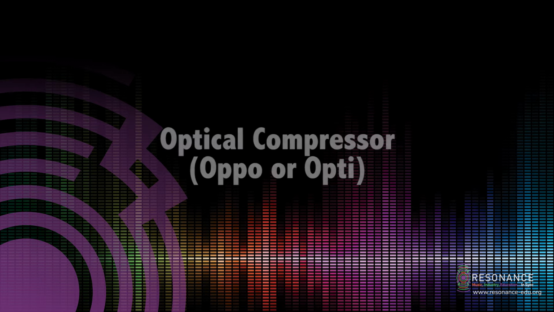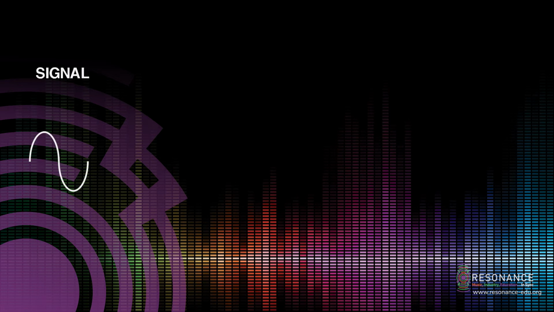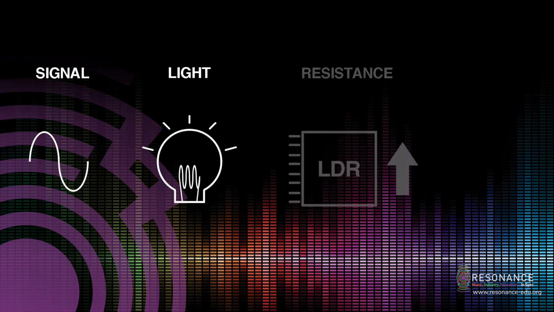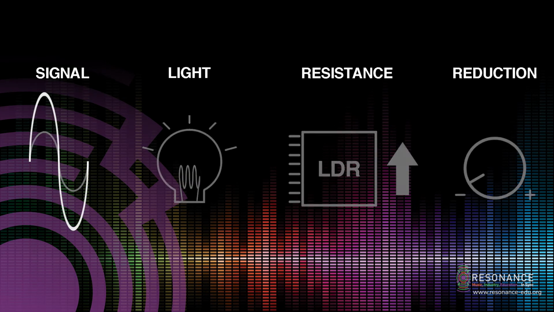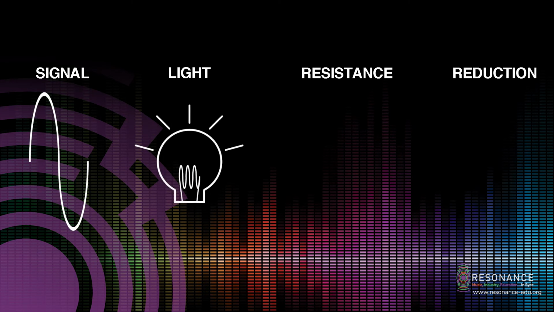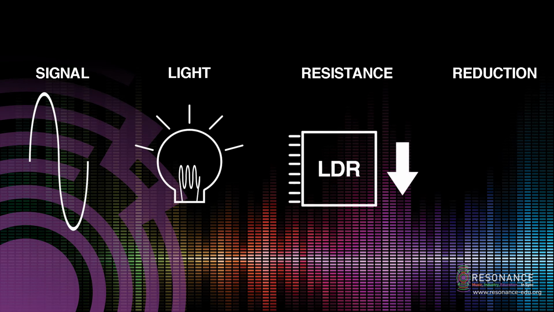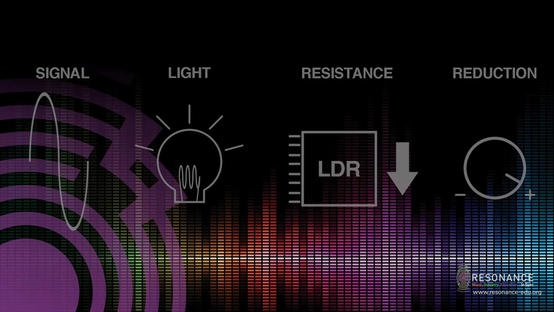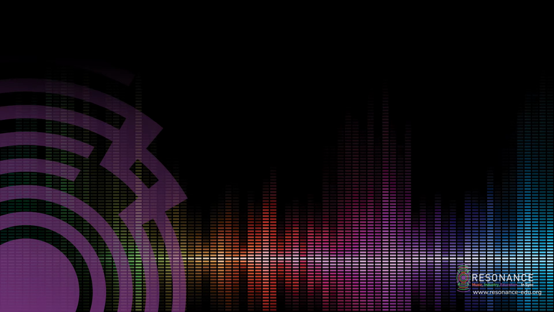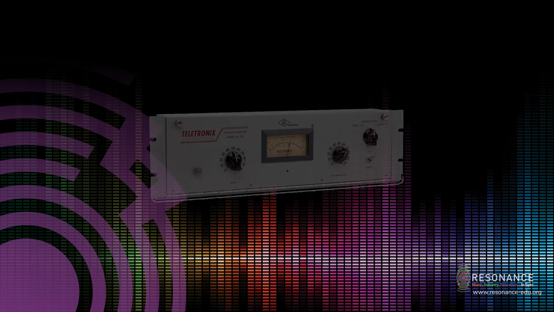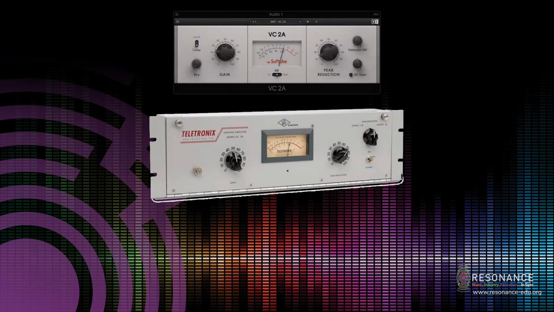The next circuit type is the optical compressor, sometimes referred to as opto for short. Optical compressors use a light-dependent resistor, or LDR, to apply resistance to the signal. The amount of resistance is determined by the light output of a bulb, which is fed by the audio source as a control voltage. As the brightness increases, the resistance of the LDR decreases and changes the amount of gain reduction. The most famous optical compressor is the Teletronix LA-2A.